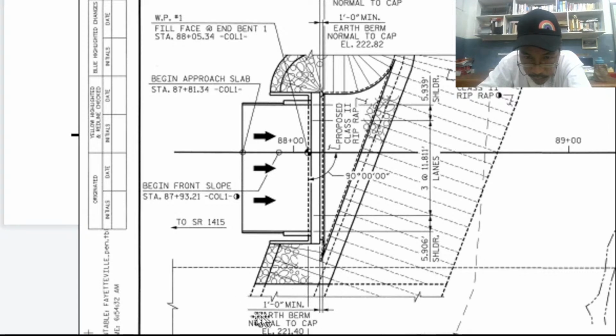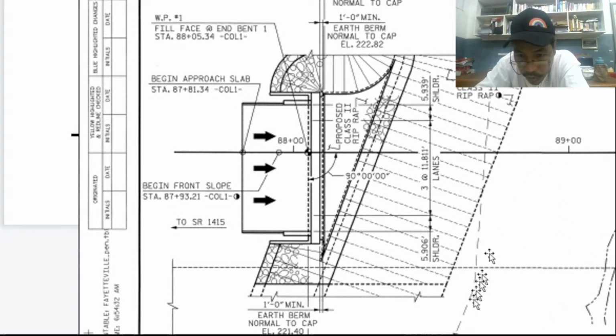So here, earth berm, normal to cap, again, same as the above. So from this point to that point, that is all berm, normal to cap, earth berm, okay. Those are the necessary use of soil actually. So it is a berm.